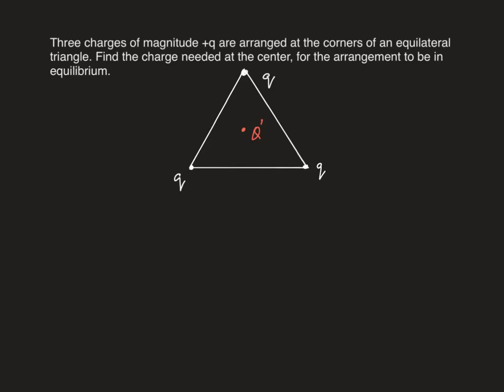Okay, so here we are with yet another question. Three charges of magnitude plus q are arranged at the corners of an equilateral triangle. Find the charge needed at the center for the arrangement to be in equilibrium.